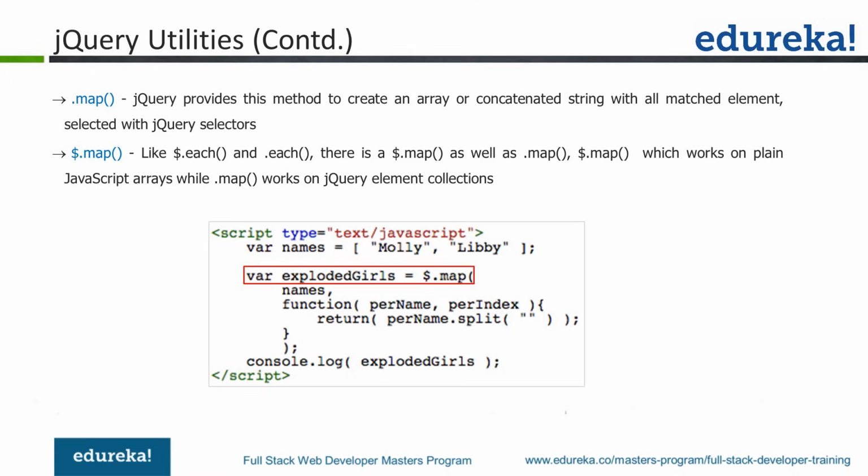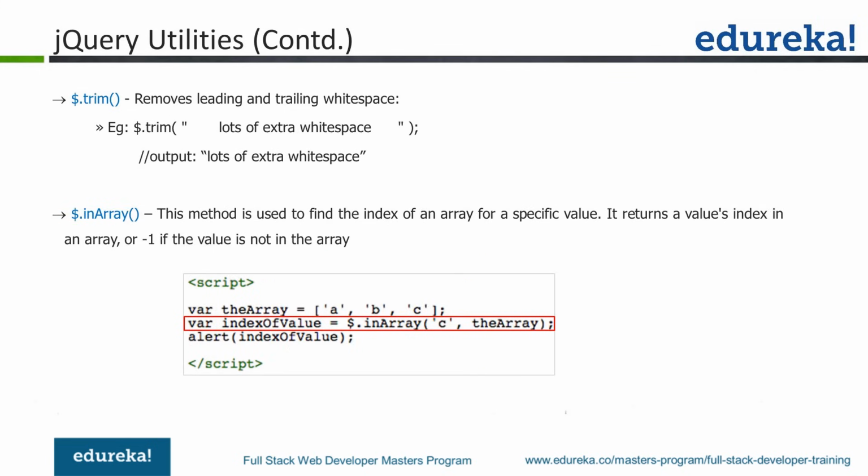If you notice over here, it takes the names Molly and Libby, it iterates over the names, and per name it does a split on the space, and in case it contains any, it will just split them and present you with this array called exploded girls. Kind of funny, but yeah, that's what $.map does. And again, one of the more robust ways of dealing with things.